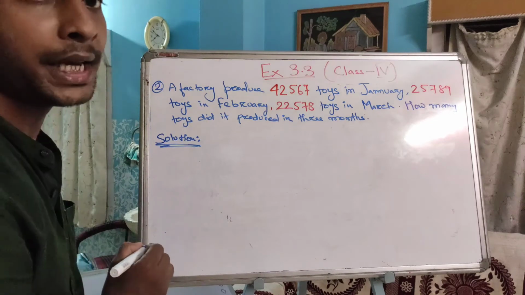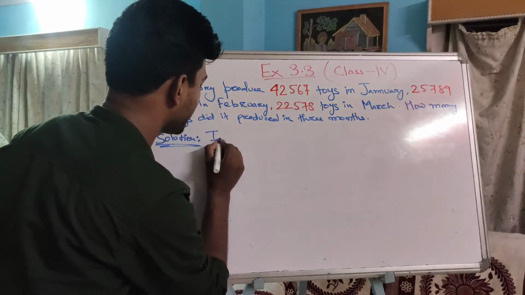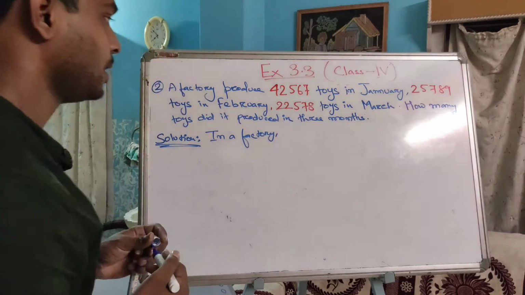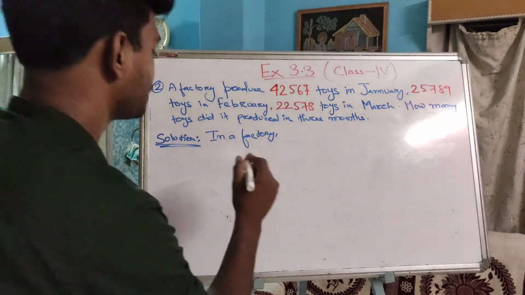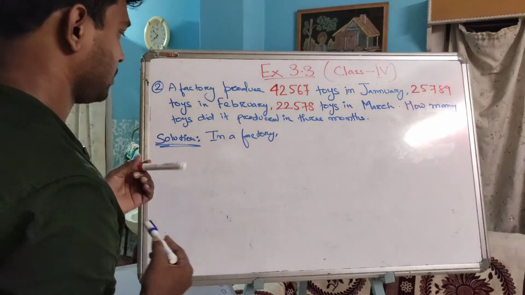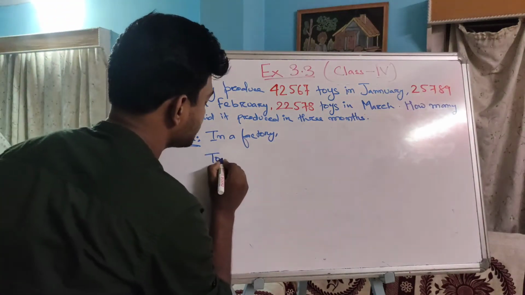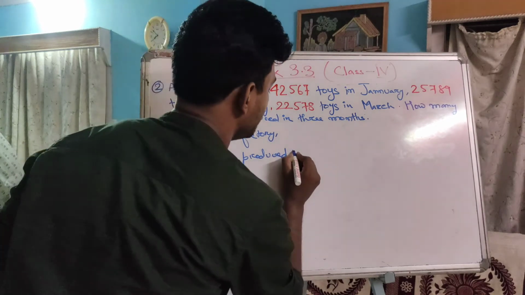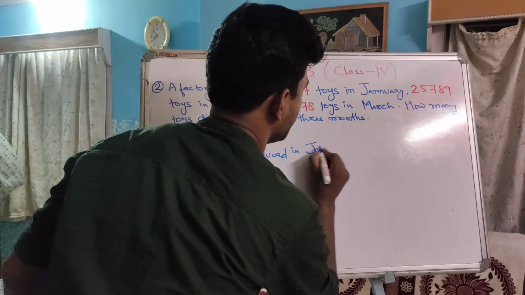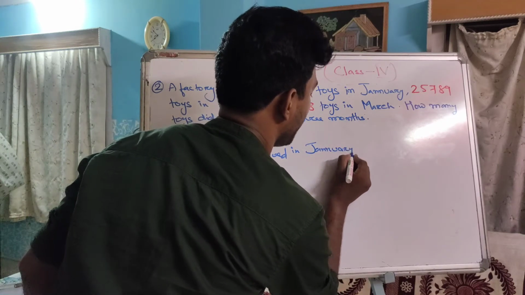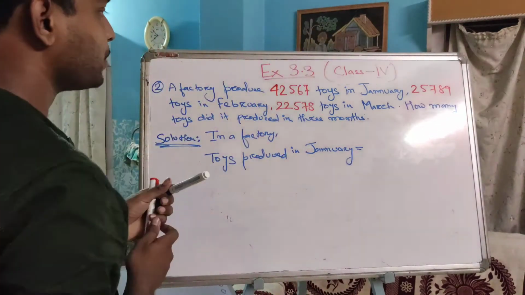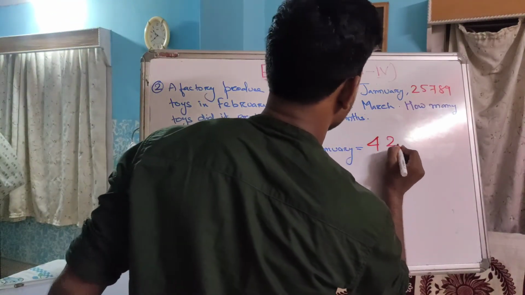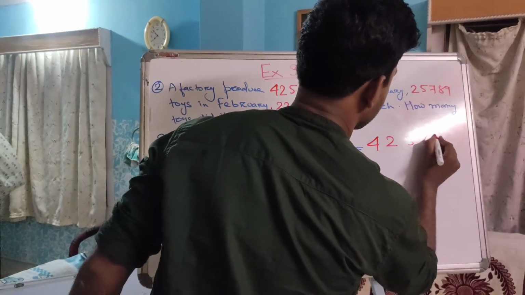Since the things are happening in a factory, we will write: In a factory, toys produced in January. January equals, how many toys are produced in January? This much: 42,567.